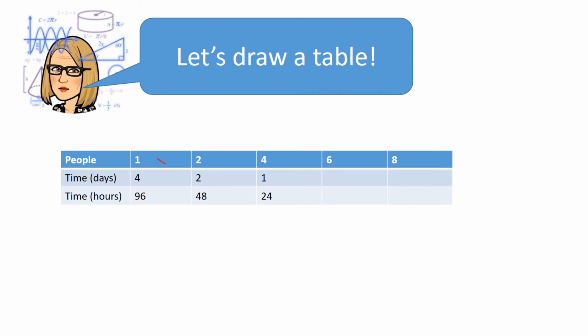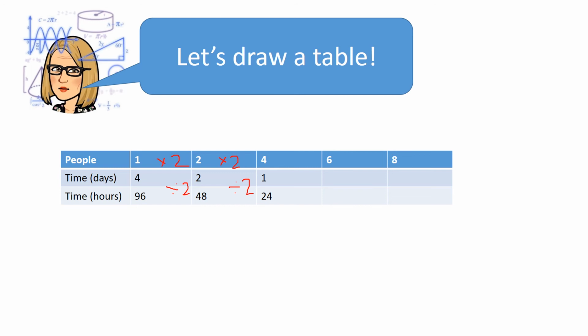If I multiply that by 2, and I've got 2 people painting, me and Jude, then the amount of time it takes us will be divided by 2. So instead of taking 4 days, it will take 2 days, or instead of taking 96 hours, it will take 48 hours. What about if I had 4 people painting? Well, the number of people has been multiplied by 2. 2 times 2 is 4. So the amount of time will be divided by 2. Instead of taking 2 days, it will take 1 day, or 24 hours.